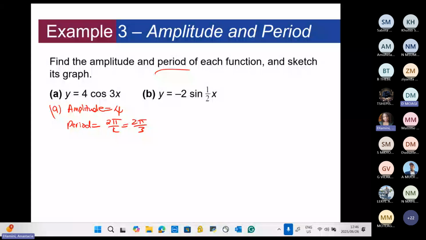And then what else do we have to find here? Interval. We found our amplitude, we found our period. What else do we have to find, guys? Interval. Which one first?